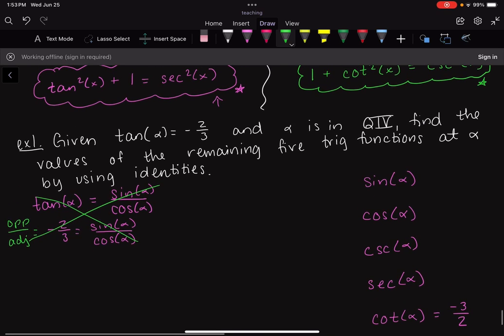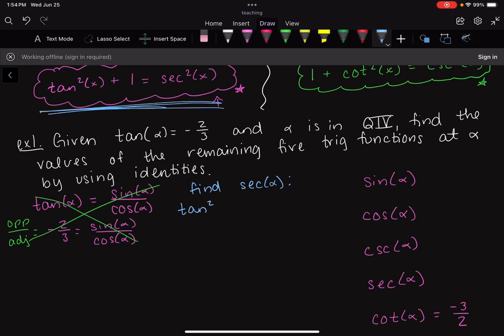But we can go to maybe our other identities. What we're looking for is an identity that involves tangent and maybe another trig function, and then that's it for the unknowns. So we would have tangent and then maybe there's one more unknown. What we can use is actually already on the screen. We can use this identity up here. So to find secant of alpha, I'm going to use tangent squared alpha plus 1 is equal to secant squared alpha.